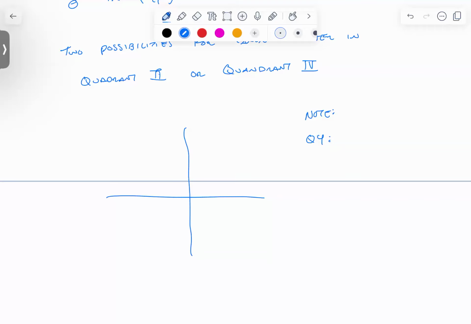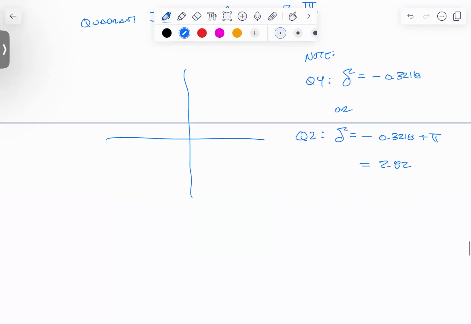So if we are in quadrant 4, delta will be negative 0.3218. Or if we are in quadrant 2, delta will actually be negative 0.3218 plus pi, which is 2.82. And it's always like this if you're in quadrant 2 or 3. So we just need to discover what quadrant we're actually in. Since we only have tangent, well, that's super easy. Let's identify for cosine and for sine, because I really need both of those to help.